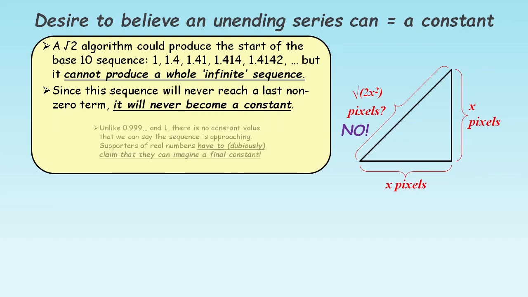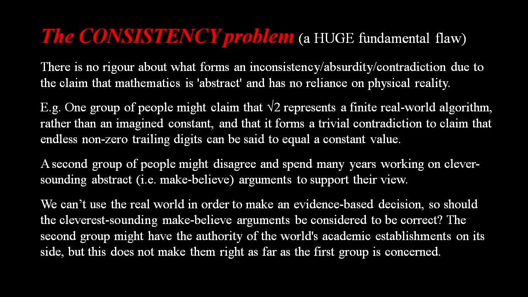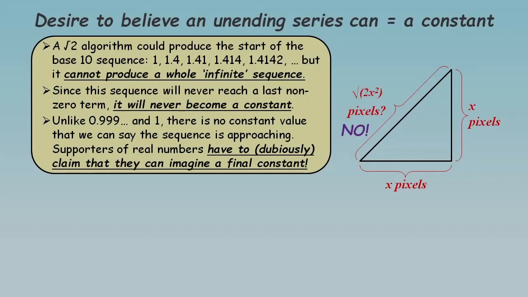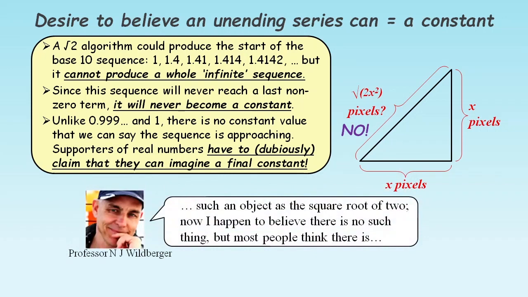Unlike 0.9 recurring, there is no constant that we can say the sequence is approaching. So the supporters of real numbers have to dubiously claim that they can imagine a final constant, and since they think they can imagine it, such a point must therefore exist. Even some mathematicians now finally concede that the square root of 2 does not exist.